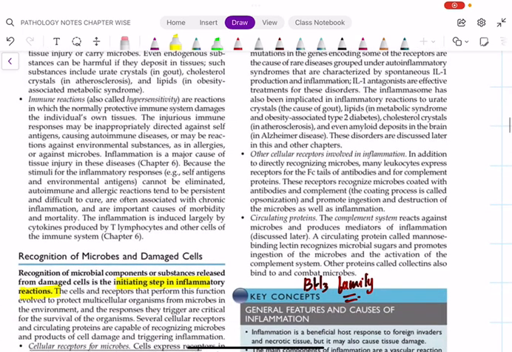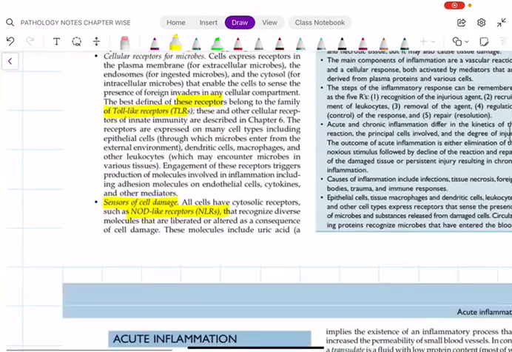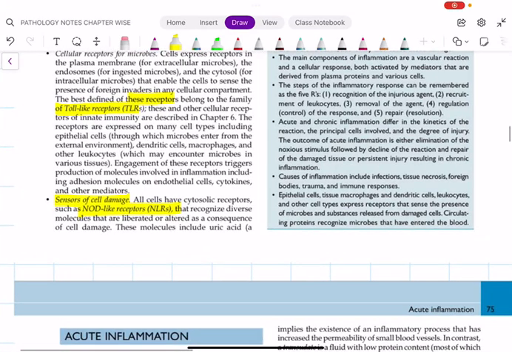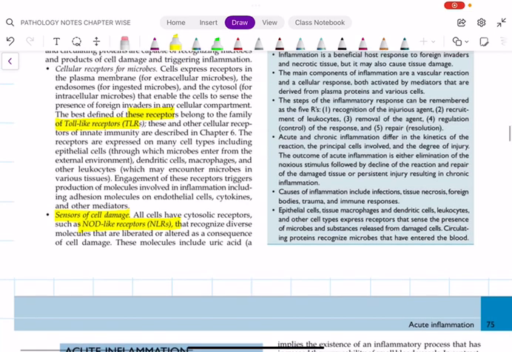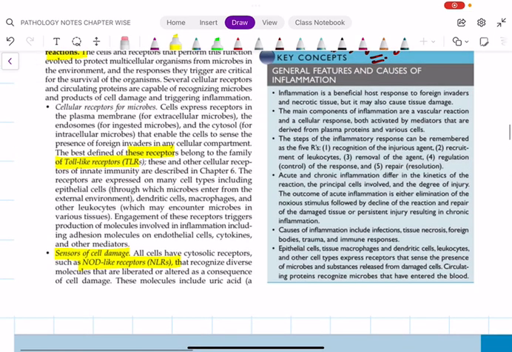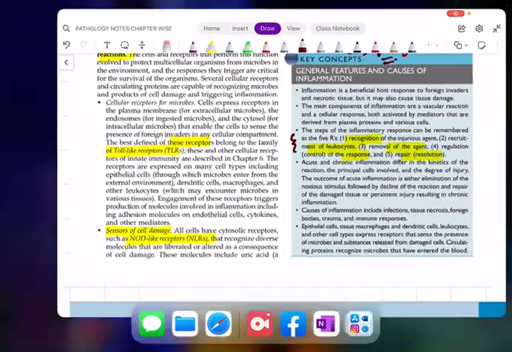So NOD-like receptors, toll-like receptors, some other cellular receptors, the complement system, all this will help in recognition of the microbes and damaged cells. Microbes are mainly recognized by toll-like receptors. Damaged cells, what is the receptor? NOD-like receptors. See, what are the steps here? Recognition, leukocyte recruitment, removal of the agent, control of the response, finally resolution. Just remember these key points.